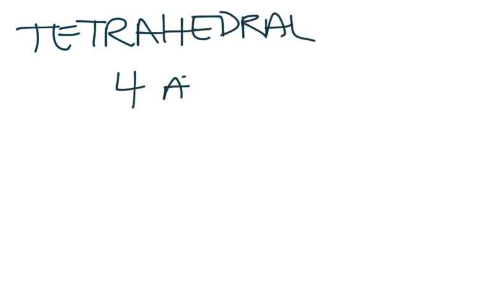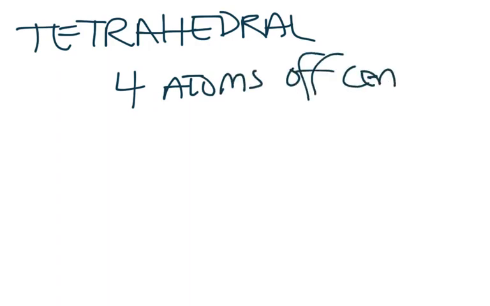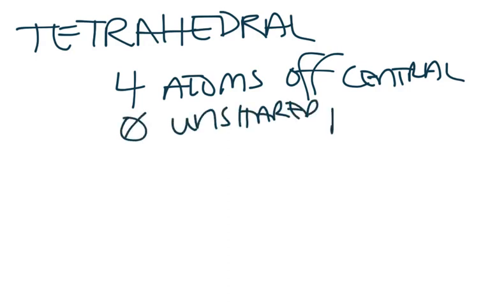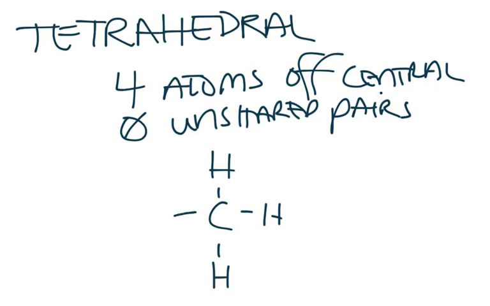Third shape, tetrahedral. Now that tetra ought to clue you in that this is going to be 4. 4 atoms coming off the central, and again, no unshared pairs. So when we do these in 2 dimensions, if we do carbon tetrafluoride, when we look at that, it looks like a big plus sign, and we're like, cool, that makes sense, bond angle at 90 degrees.